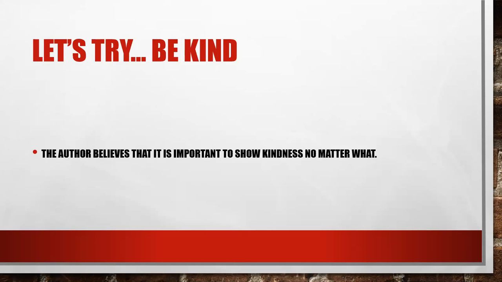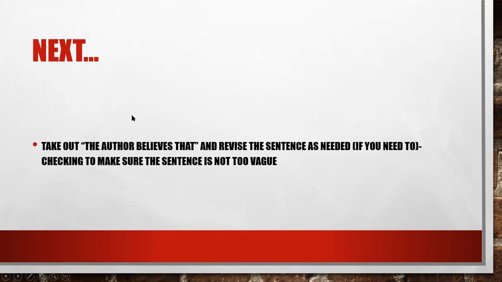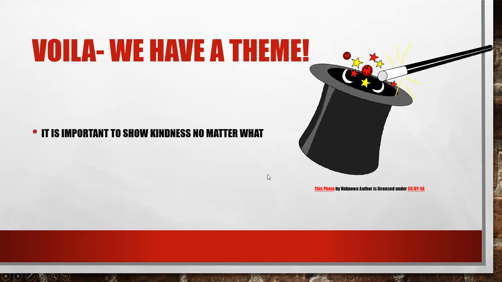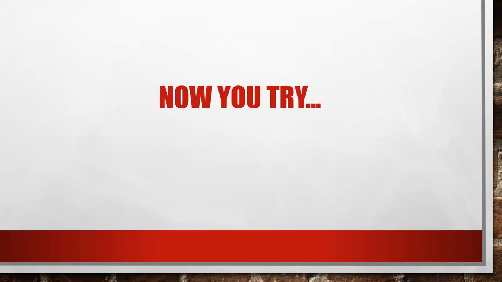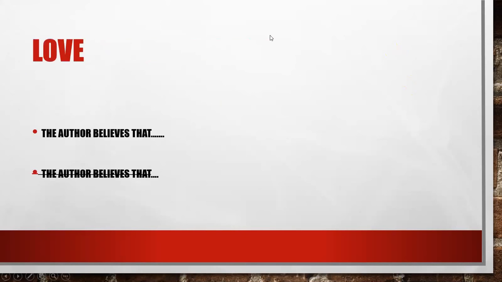The trick is we're going to take out the phrase "the author believes that," and revise the sentence as needed, checking to make sure the sentence is not too vague. And then voila, we actually have a theme: it is important to show kindness no matter what. So I took that one subject, which was just kindness, and then I turned it into a theme by stating what the author believes first. We're going to do a little bit of practice, so this hopefully will make a little more sense.